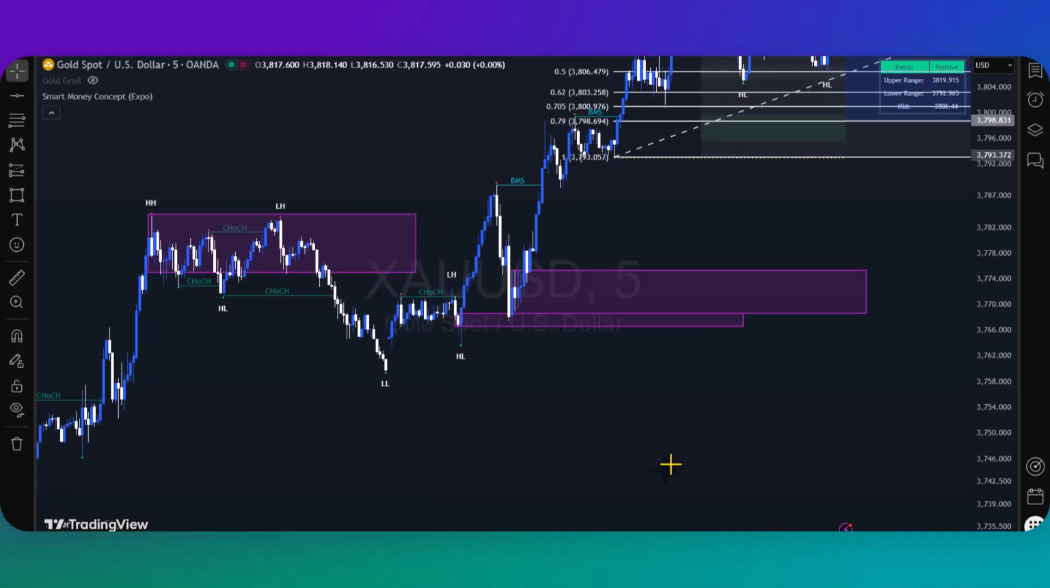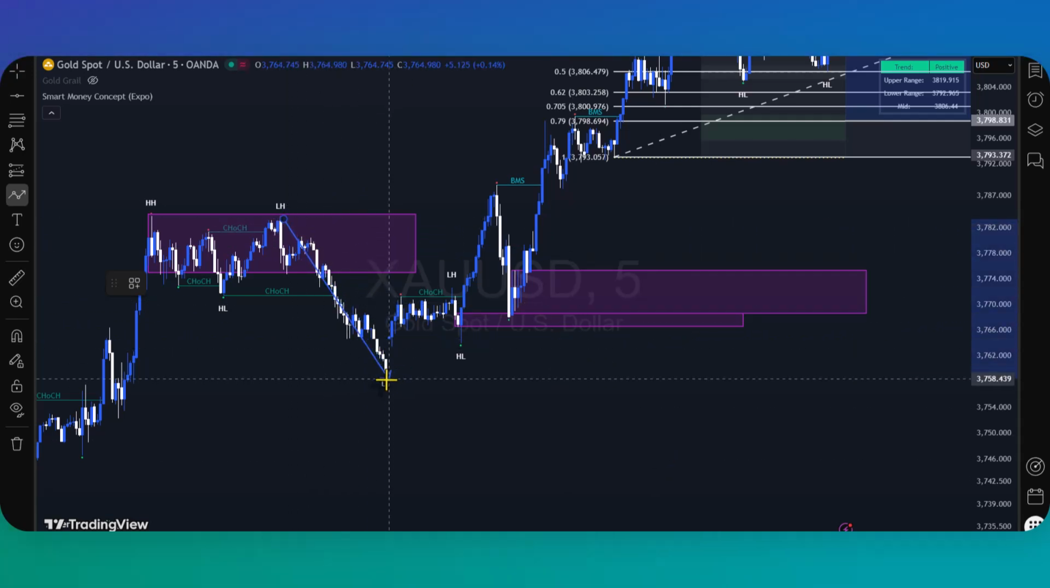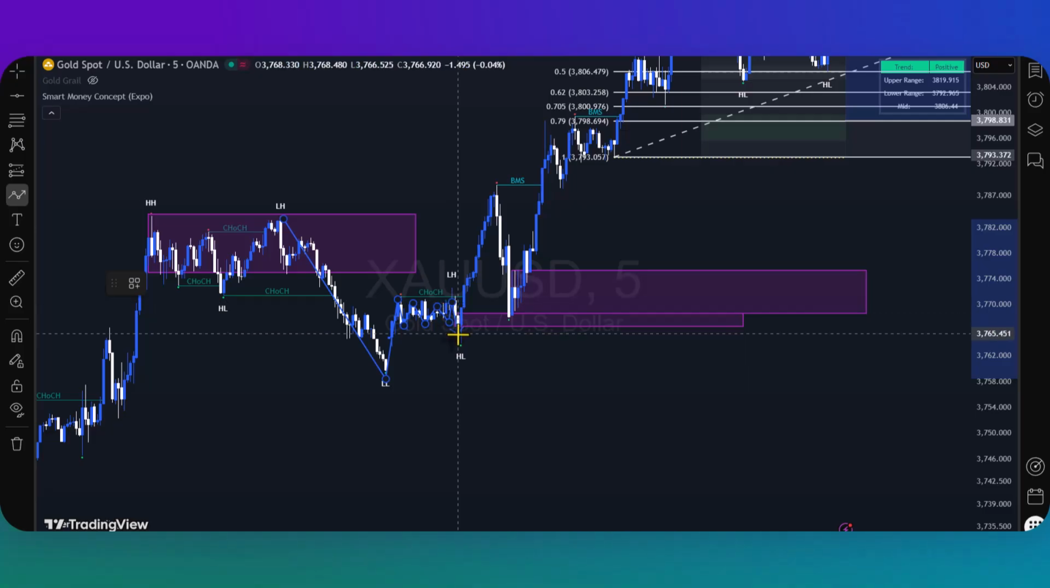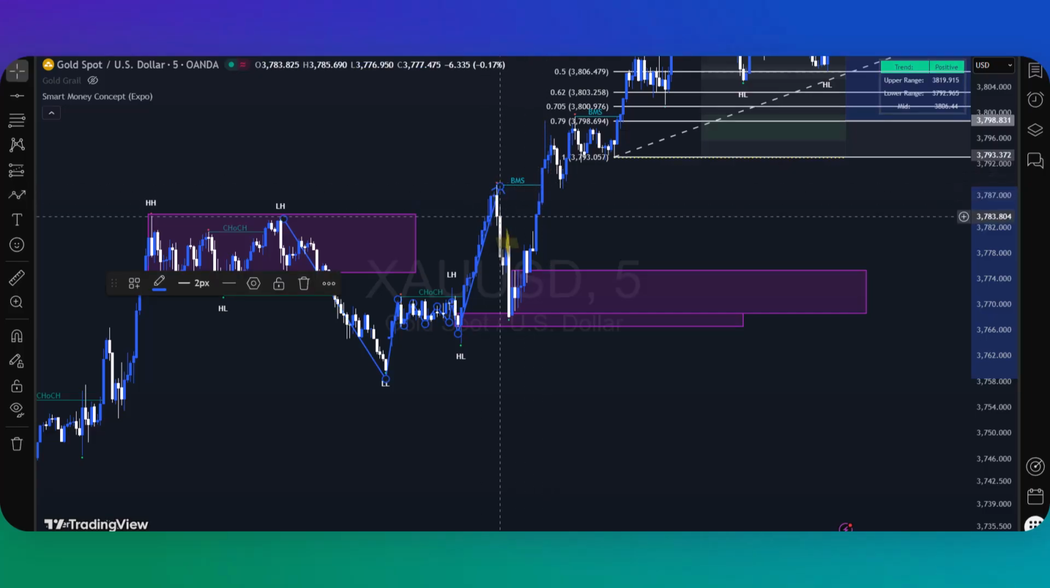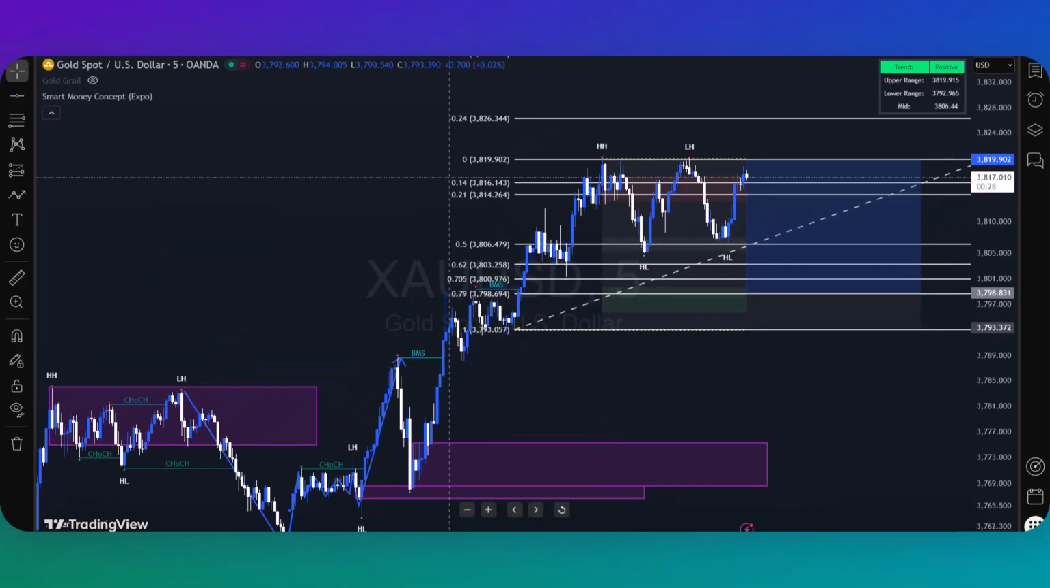Now let's look at another one. We have drop, you can see this one, drop base. Can you see it? Rally. Now what is this one? A demand zone. And what do you notice? Price came back to that demand zone, and then what can you say?